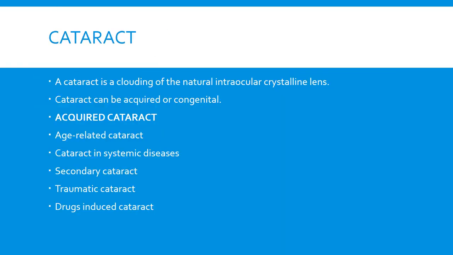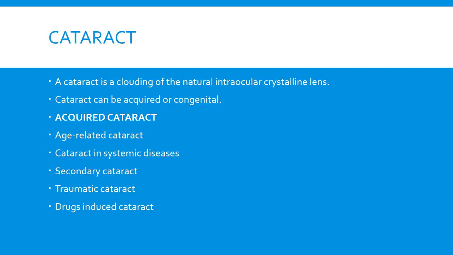A cataract is a clouding of the natural intraocular crystalline lens that focuses the light entering the eye onto the retina. This cloudiness can cause a decrease in vision and may lead to eventual blindness if left untreated. Cataracts often develop slowly and painlessly, so vision and lifestyle can be affected without a person realizing it. Cataract can be acquired or congenital.